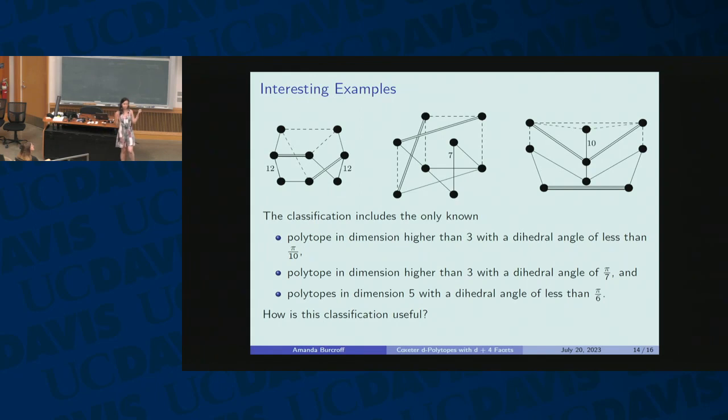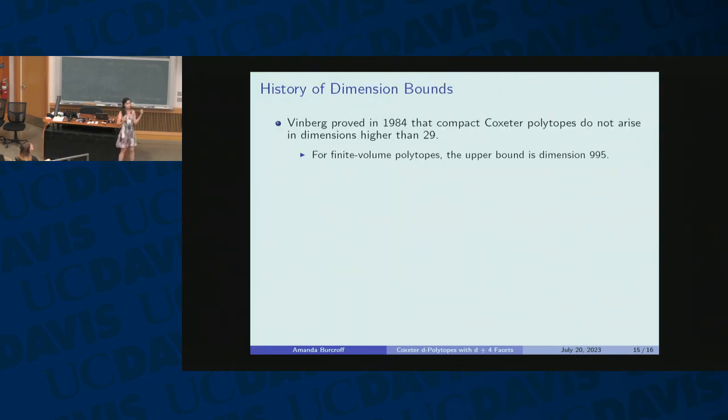And then one might ask, all right, we've collected all these polytopes, but how is it useful? One application is in bounding the dimensions of certain families of Coxeter polytopes. So let me briefly go over the history of what we know about some of these dimension bounds. It was shown in 1984 by Vinberg that compact hyperbolic Coxeter polytopes can only arise in dimensions less than 30. And for finite volume polytopes, this is 995. So these are some weird bounds that come out of a very interesting argument.